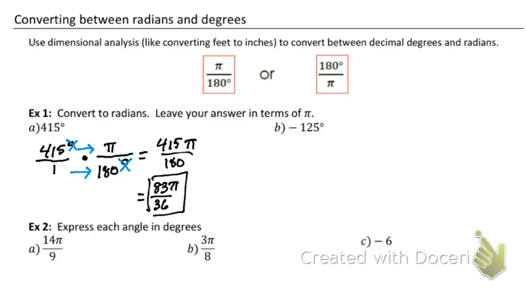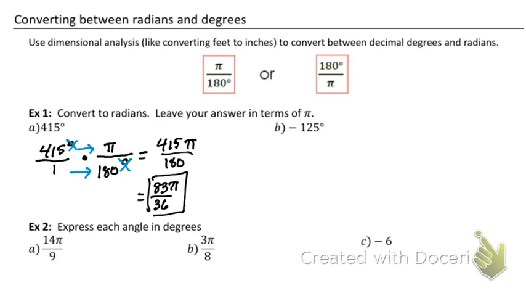Generally speaking, radians have something that's not a decimal, so like a fraction, and you usually have pi in it as well. That's how you're going to know it's in radians. Another way you're going to know it's radians, there's going to be no degree symbol. If there's no degree symbol, it is radians.